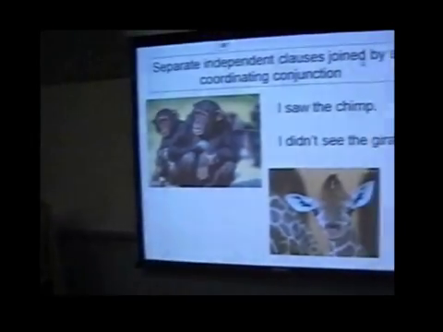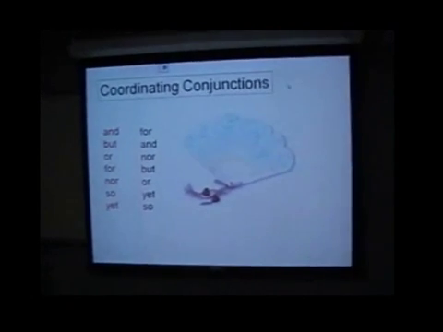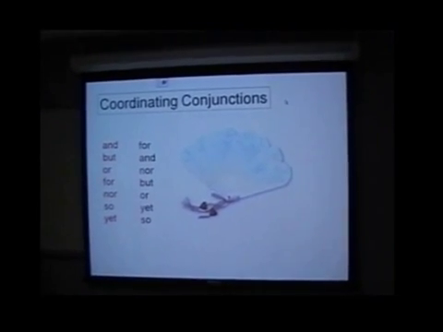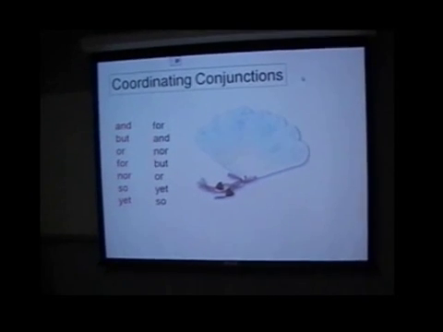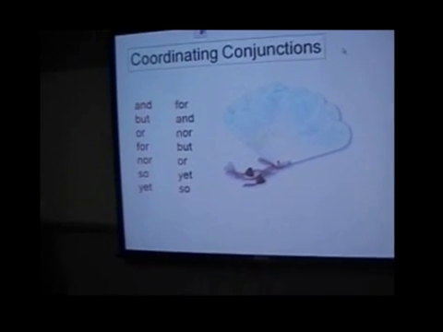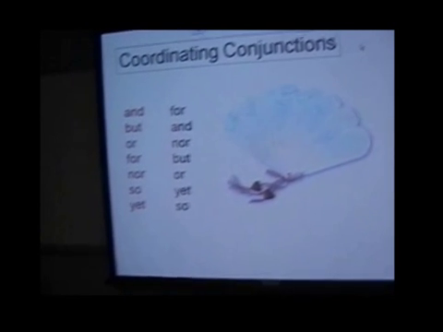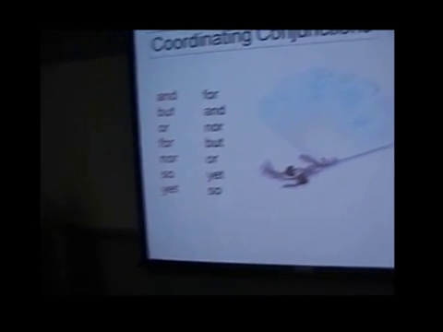Those are independent clauses. If we connect them with a coordinating conjunction, that would be one of these words. I learned them by using the rhyming words in the middle: and, but, or, for, nor, so, and yet. Many of you may have learned them, especially if you went through our prep program here, as FANBOYS. Each of the letters of FANBOYS stands for one of the conjunctions: F for for, A for and, N for nor, B for but, O for or, Y for yet, and S for so. So those are our coordinating conjunctions.